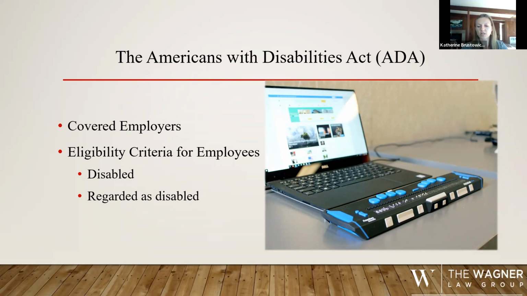The FMLA's definition of serious health condition is not the same as the ADA's definition of disability. An ADA disability is an impairment that substantially limits one or more major life activities, having a record of such an impairment, or being regarded as having such an impairment. So the ADA applies to individuals with a qualifying disability. For example, pregnancy is not considered an ADA disability unless the person is experiencing complications that impair or limit one or more major life activities. Now, keep in mind that the ADA does not cover employees who need time to take care of a spouse or a family member who needs surgery or who's suffering from an illness. That's more of the FMLA bucket.